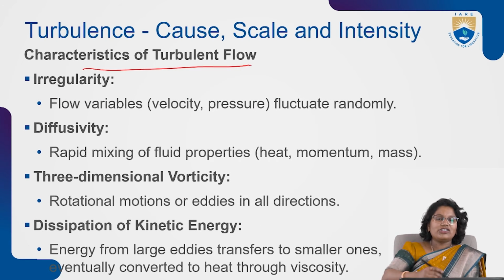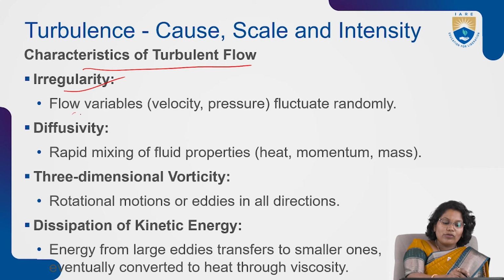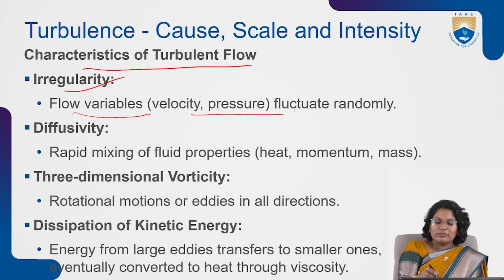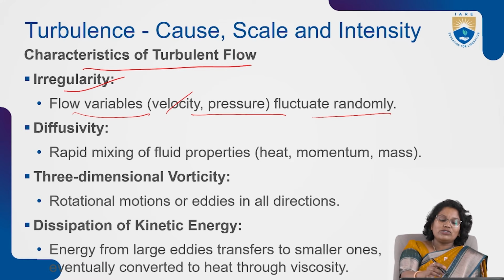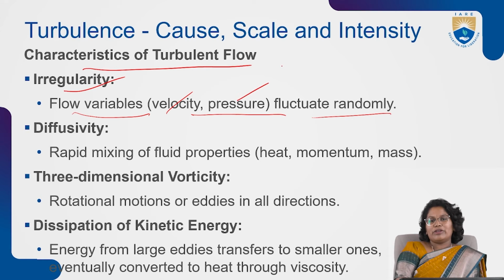And these are the characteristics of turbulent flows. Irregularity: the flow is irregular because of the random movement of particles from one plate to another. Flow variables like velocity and pressure fluctuate randomly. Velocity is not constant throughout the flow because of the turbulent nature. Velocity is more in some parts and less in some parts, so we see fluctuations. If velocity increases, pressure decreases, and vice versa.